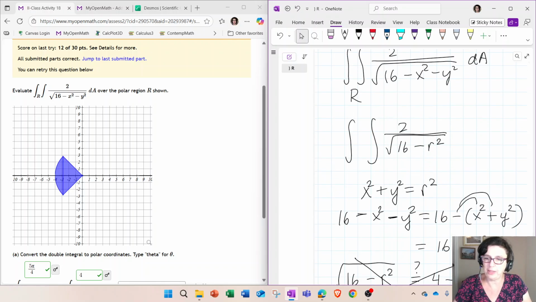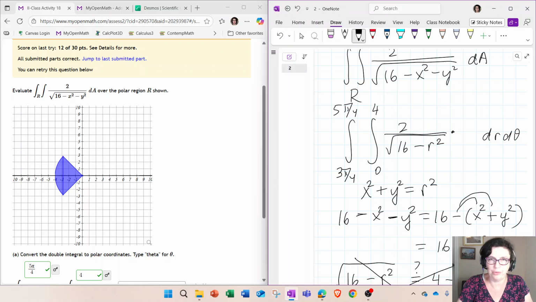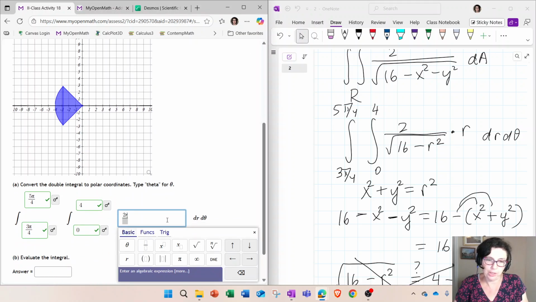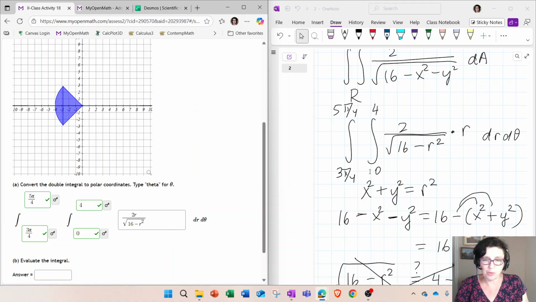Now, I did forget something. So here we got dr d theta, and here we're going to go from 3 pi over 4 to 5 pi over 4, and 0 to 4. I did forget something, and that something is the pirate. Remember, the pirate says R. So the pirate is what's called the Jacobian, which is when you switch from one set of coordinates to another, you get this term that seemingly comes out of nowhere, but it's not really nowhere. It comes out of switching to a different set of coordinates, okay? So this is something we have to integrate.